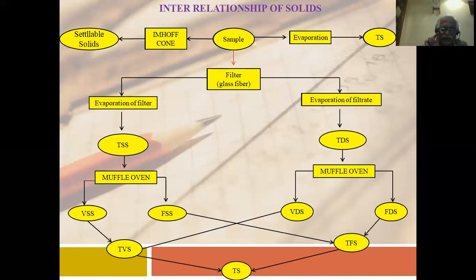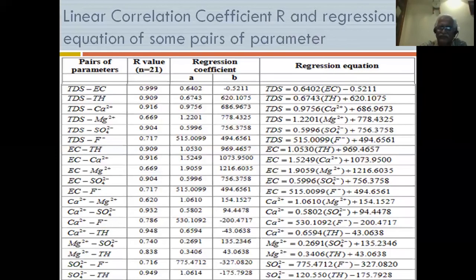So TDS is correlated with EC because of the ions. FDS is more correlated with the EC because FDS tells you calcium plus magnesium plus sodium plus chloride plus sulfate plus bicarbonate and carbonate. So once you get a correlation and you get an equation out of it, one measurement can measure all the things. That is the beauty of this aquatic chemistry. Next. Look, TDS and EC.